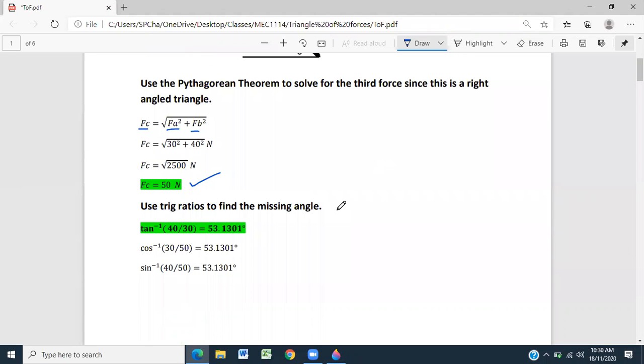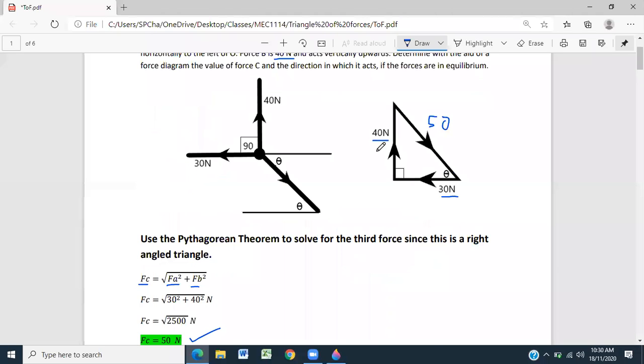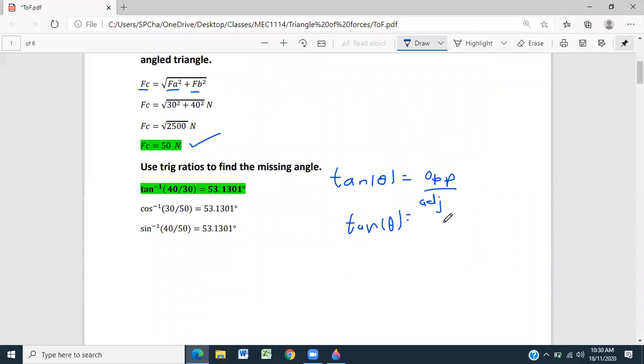So that is tan of theta is equal to the opposite over the adjacent, right? So again, tan of theta is equal to, and we come up to our diagram, the opposite is 40, the adjacent is 30. That's equal to 40 newtons over 30.